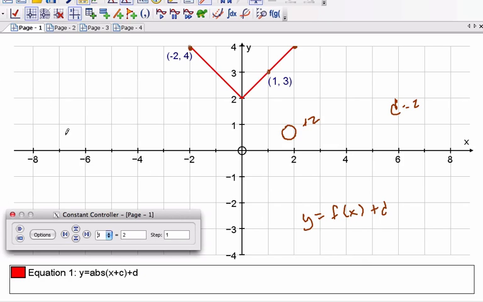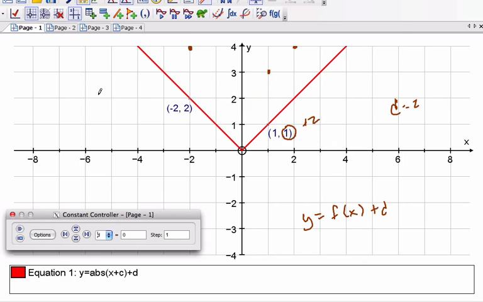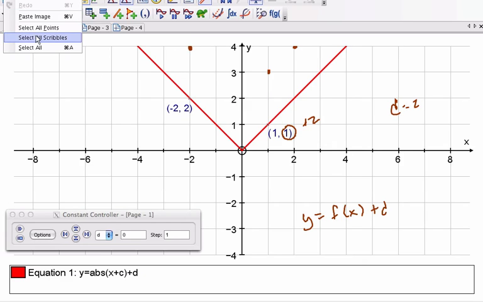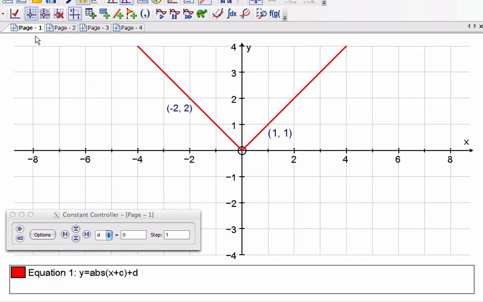Okay, so now let us return d to the beginning, and let us erase, select all scribbles, and we'll try this. Now, the next one, we're going to look at the c value. If I have a function y equals f of x minus c, that is how we usually write it. The reason why it's minus c is, when it's inside the function of f, it typically does something funny.